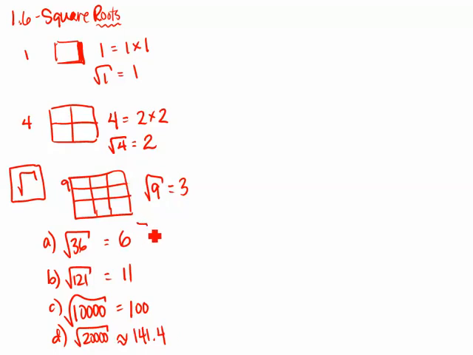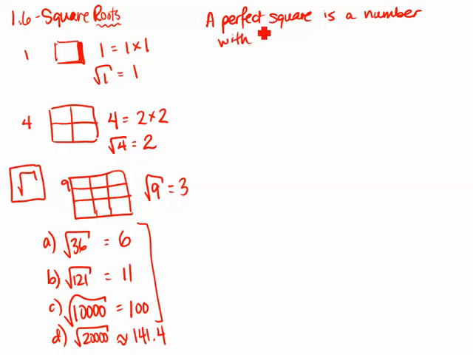The ones that do have exact number of blocks on each side, or whole number dimensions, we call these perfect squares. So a perfect square is a number with a whole number square root. In other words, a perfect square is a number that, when you find the square root, it has whole number dimensions to it.